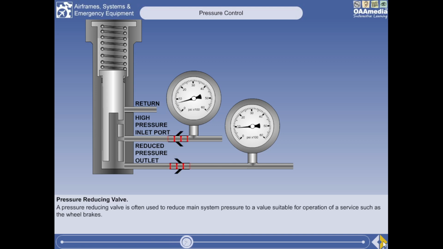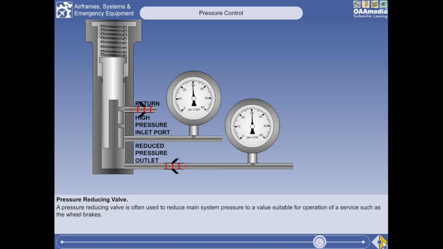As system pressure rises, it will be felt on the valve base, pushing it upwards against the spring until the correct reduced pressure is reached. At this point, the inlet port will be fully closed. The valve will now modulate about this position to maintain the correct reduced pressure. If, because of back pressure, the reduced pressure should become excessive, then the valve will be pushed further upwards, opening the return port, bleeding off the excess pressure.